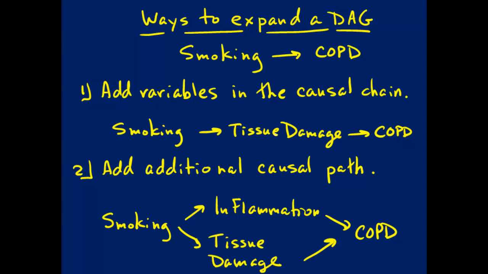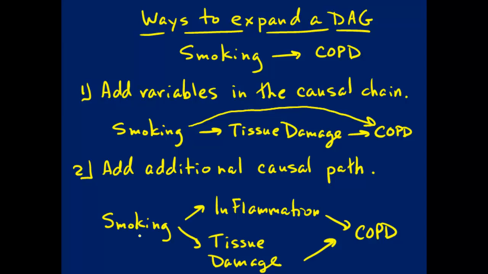So if we are not certain that everything is passing through, because remember, the absence of an arrow is a strong causal claim, what we should be doing here is adding another arrow like this. We don't necessarily have to have a name on the arrow. What this means is that we think that at least some of the effect of smoking on COPD is happening through this tissue damage, but there may be other pathways. And we can have that down here as well.